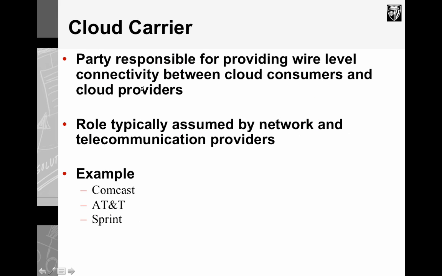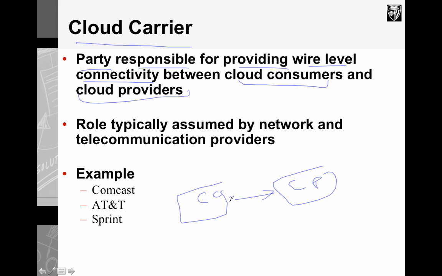There's also this role called a cloud carrier. A cloud carrier is a party that is responsible for providing wire level, which is basically network connectivity, between the cloud consumer and the cloud provider. So you have the cloud consumer, you have the cloud provider, you want to have connections. Now, typically the connections are TCP/IP over the internet, over the World Wide Web. But if you want, you can have dedicated lines between the cloud consumer and the cloud provider, and a cloud carrier is the one that actually makes that happen.